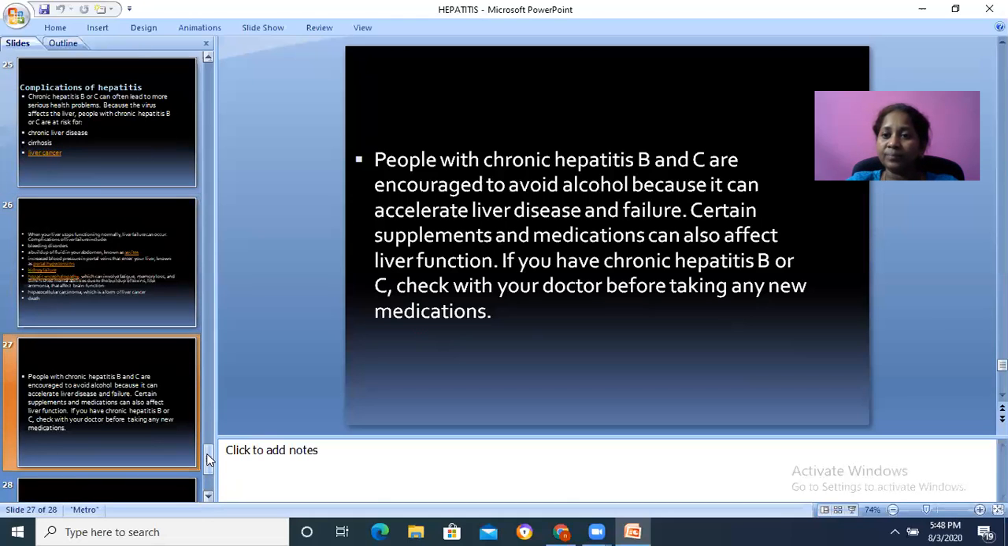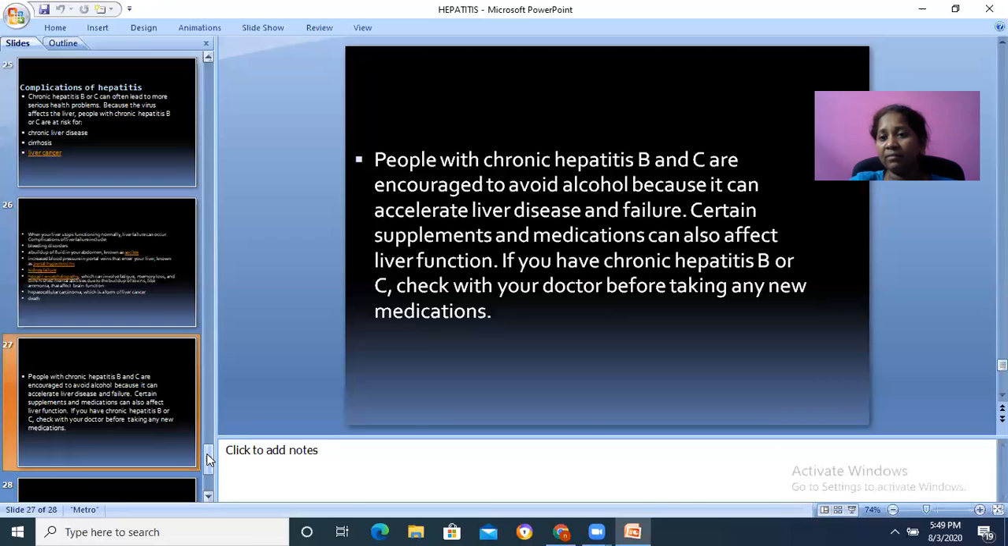This is all about hepatitis. In this, we have discussed infectious hepatitis. First, there are two types of hepatitis, that is chronic hepatitis and acute hepatitis. Next, what are the two modes of hepatitis? One is infectious, that is caused by hepatitis virus. And the second is the non-infectious mode. In that, we have seen three: alcohol consumption, over drug usage, and autoimmune diseases.